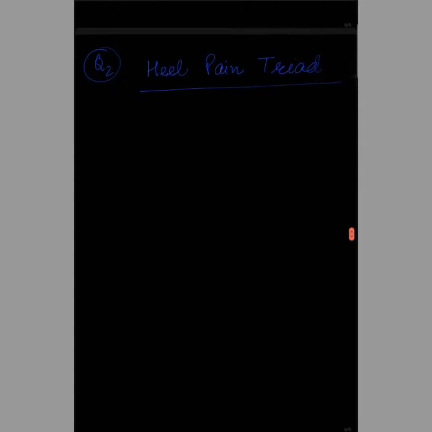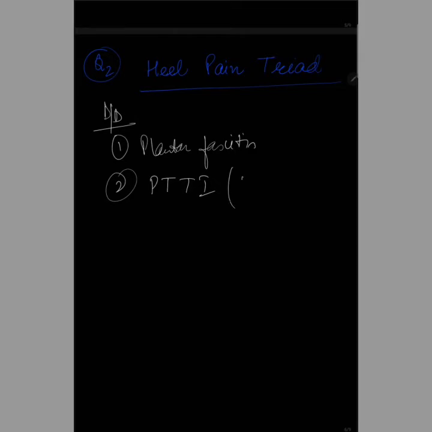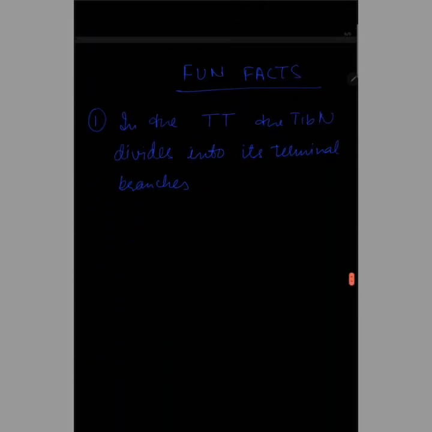Second question is what is the heel pain triad? It is basically the differential diagnosis of three things which cause heel pain. The first, and the most common, is plantar fasciitis. Plantar fasciitis usually causes a sharp pain over the anterior part of the heel. Second is posterior tibial tendon insufficiency, also known as adult acquired pes planus. And third is what we already learned, tarsal tunnel syndrome. These constitute the heel pain triad.